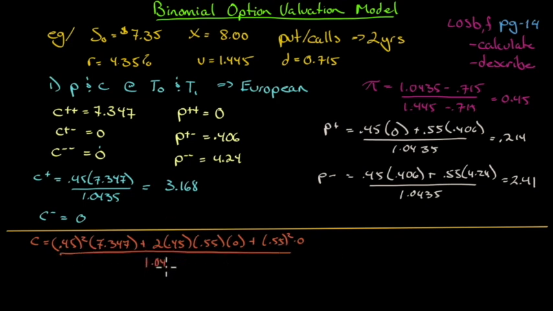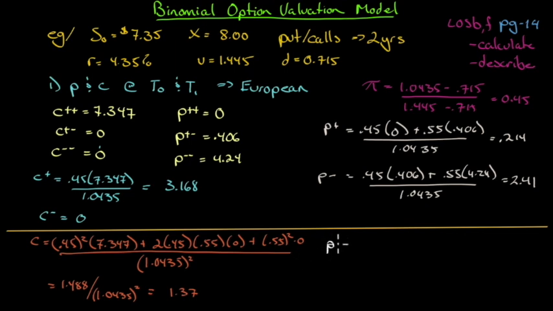Over 1.0435, but now since we're going from T2 all the way to T0, you're going to square that. We will get 1.488 over 1.0435 squared, or $1.37.